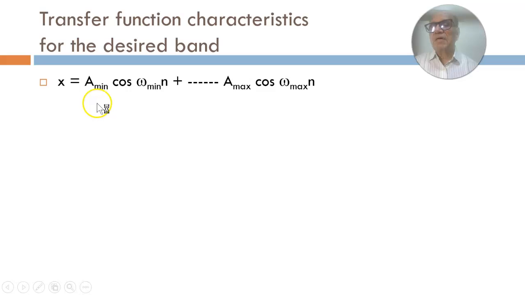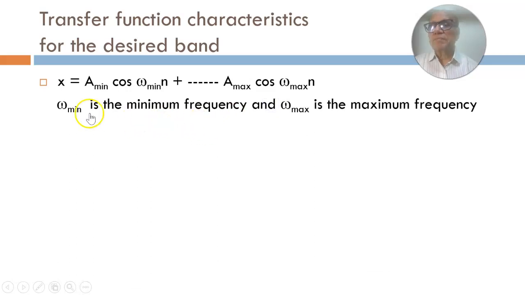So clearly, what the filter does is multiply each frequency by the corresponding amplitude. And if you don't want the waveform to change shape, that is, if you don't want any distortion, which of course you don't want in the desired band, then the gain must be constant for all frequencies in the band of interest. So this should be constant. A min, A max, etc. are the amplitudes of the various frequency components.